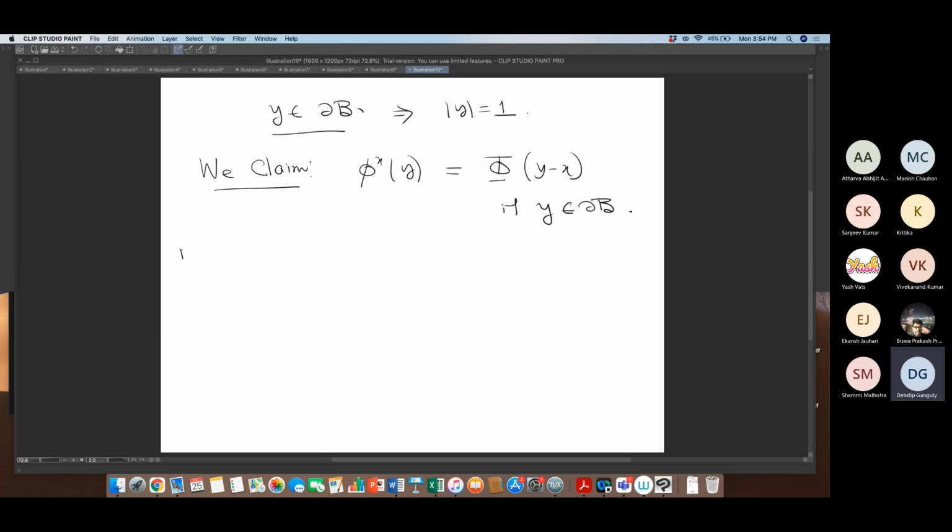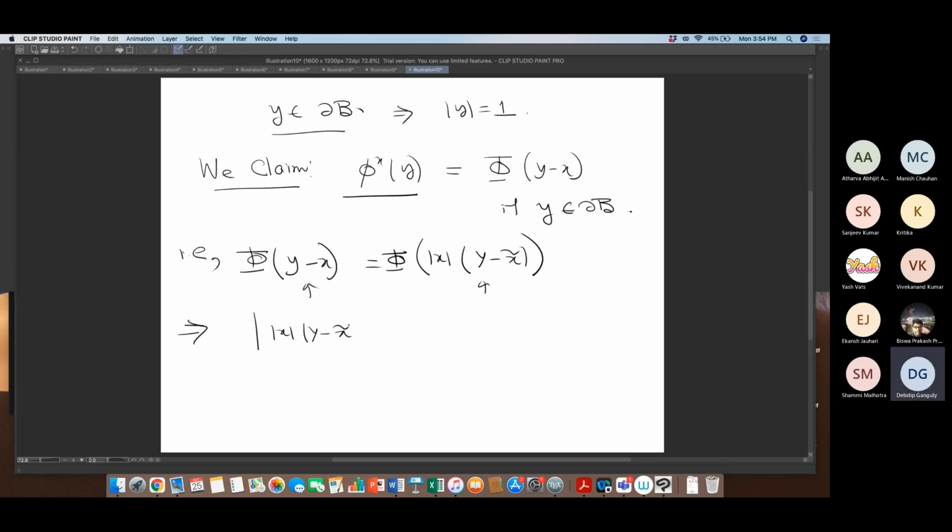That means, you know the way I have defined it: phi of y minus x is equal to phi of, how I have defined, this is mod x into y minus x tilde. Since phi is a fundamental solution and it is radial, we need to check whether mod x times y minus x tilde is equal to mod of x minus y. Then this will imply phi of x y equals this, provided y is in del B.